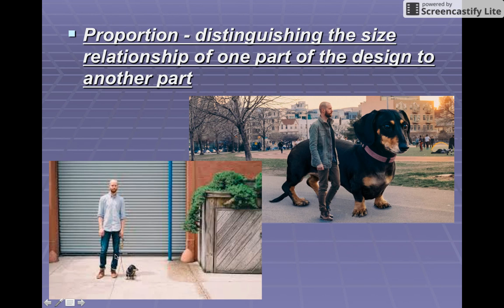Clearly on the left, what do you think it is? We got realistic proportion. And then on the right is our unrealistic proportion, with the dog being larger than the man.